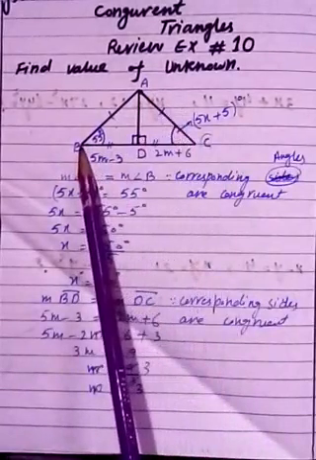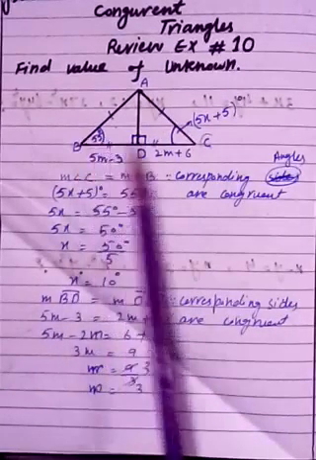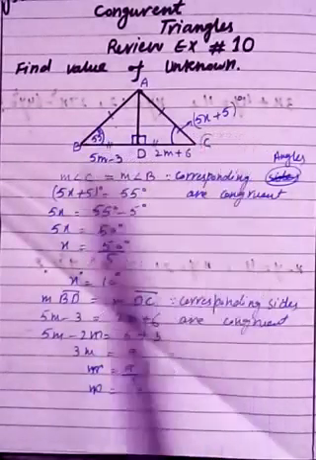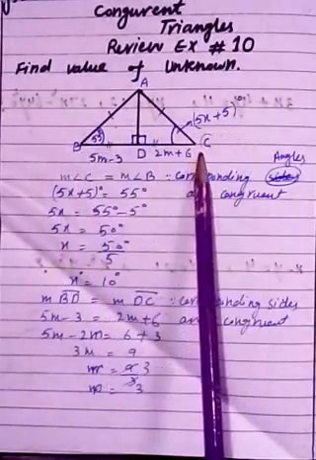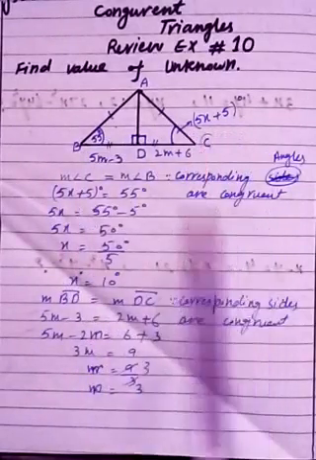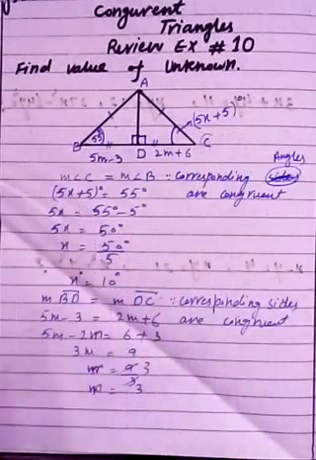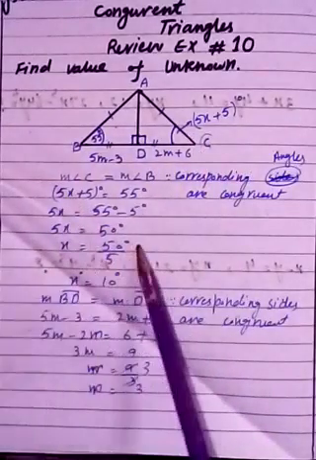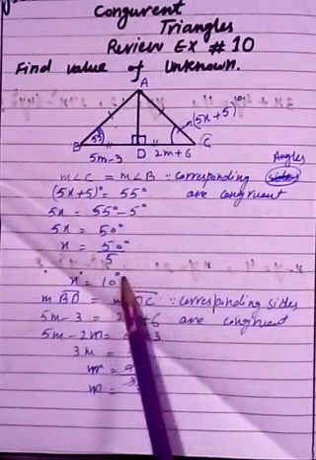Now angle B is 55 degrees and angle C equals 5x plus 5 degrees. Now angle B equals angle C, corresponding angles of congruent triangles are congruent. Now put the value of angle B and put the value of angle C. After simplification you get x equals 10 degrees.